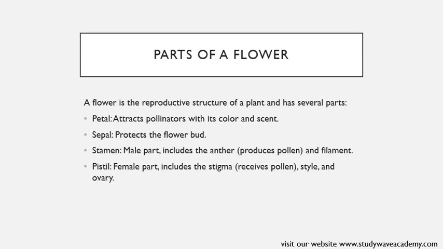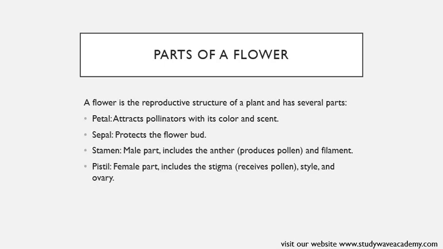Stamen. Male part includes the anther and filament. The stamen is the male part of the flower and consists of two main parts, the anther and filament. Anther produces pollen, and filament is the slender stalk that holds up the anther. Okay?